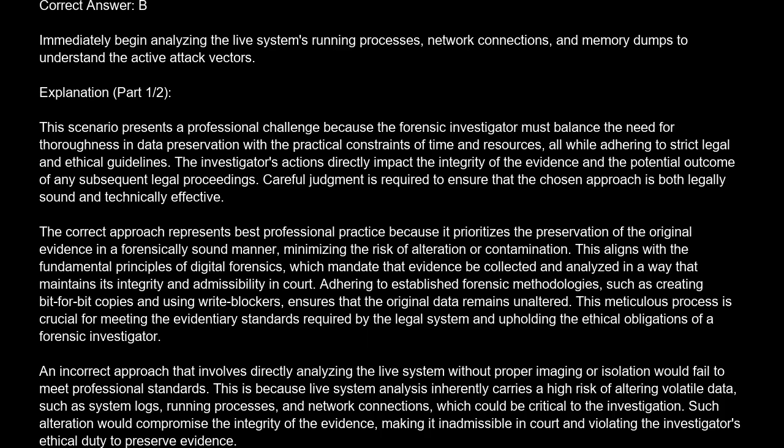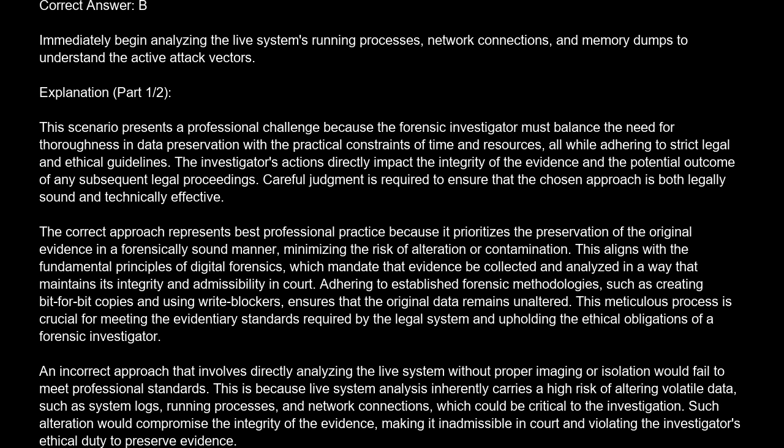The correct answer is B. Immediately begin analyzing the live system's running processes, network connections, and memory dumps to understand the active attack vectors. Explanation. This scenario presents a professional challenge because the forensic investigator must balance the need for thoroughness in data preservation with the practical constraints of time and resources, all while adhering to strict legal and ethical guidelines.